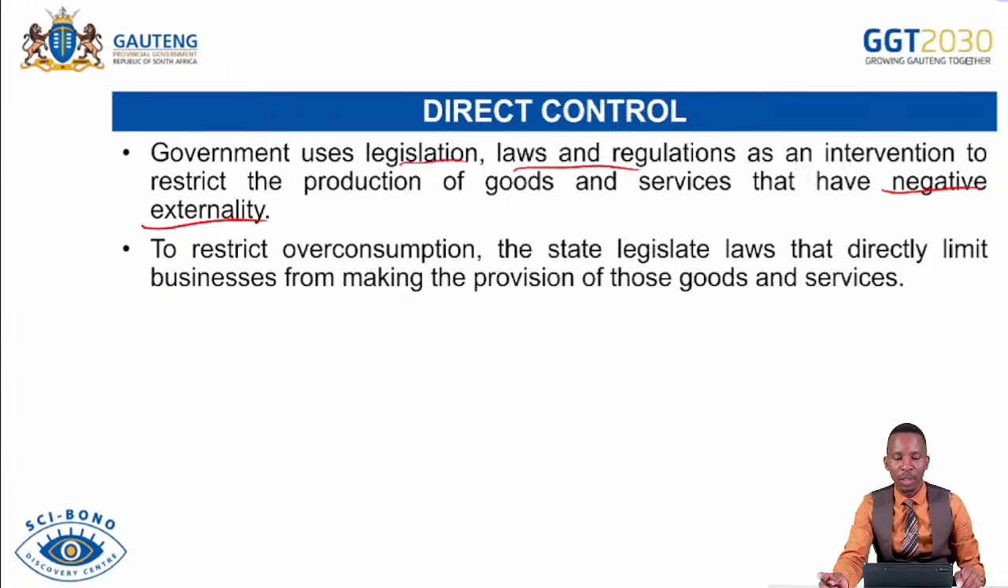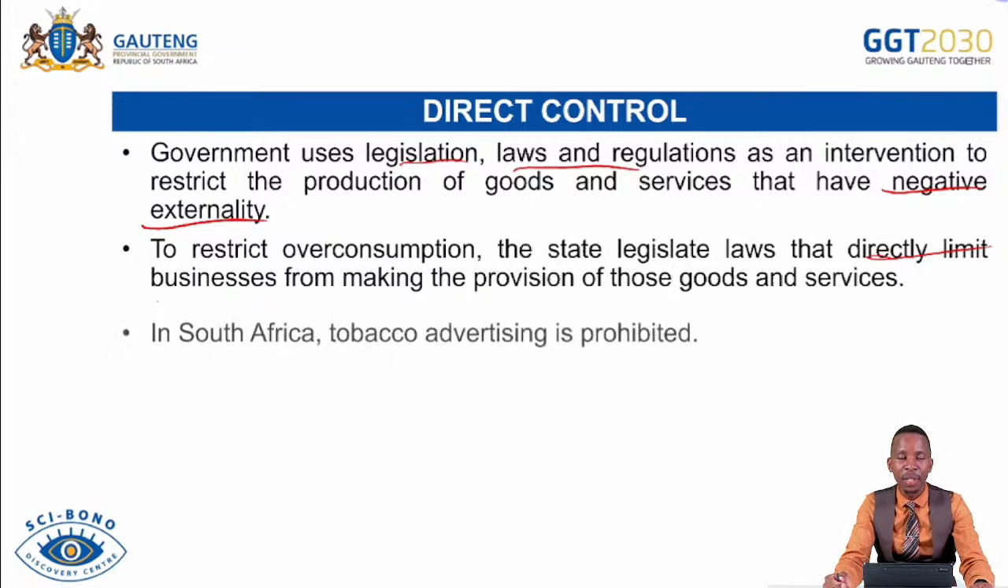To restrict overconsumption, the state legislates laws that directly limit businesses from providing those goods and services. So there are some laws that are simply made by the government to ensure that businesses are not supplying those goods and services. E.g., unprescribed drugs are not allowed to be supplied. Therefore, businesses are not allowed to produce those drugs. That simply means if one is found supplying them, the person will be found guilty of that particular misconduct. So it's not allowed. Those are rules and regulations that are given by the government.